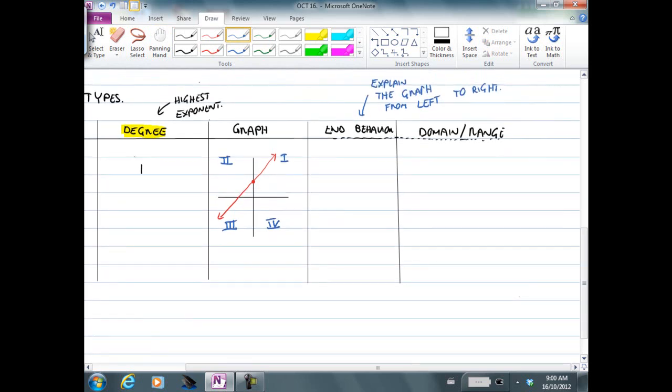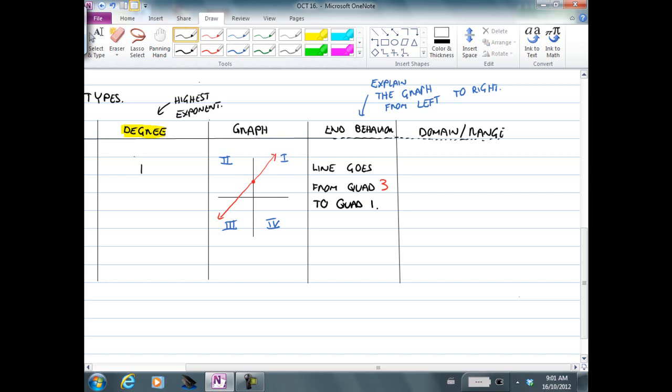So it says explain the graph from left to right. So we're going to say this. The line goes from quadrant blank to quadrant blank. No, you go from left to right. So as long as you look here. So yes, basically, from quadrant 3, because look, I'm starting here, from left to right to quadrant 1. Voila.